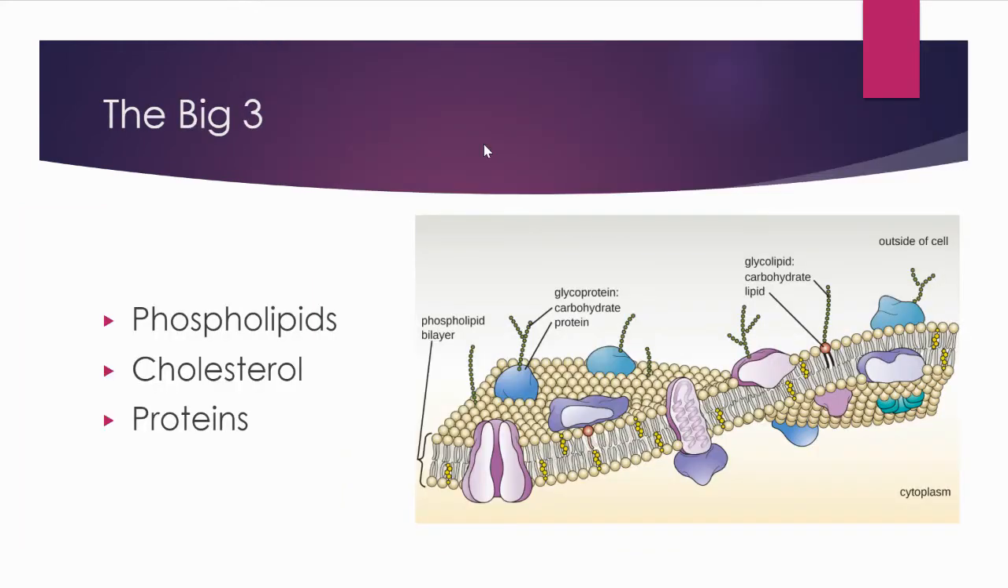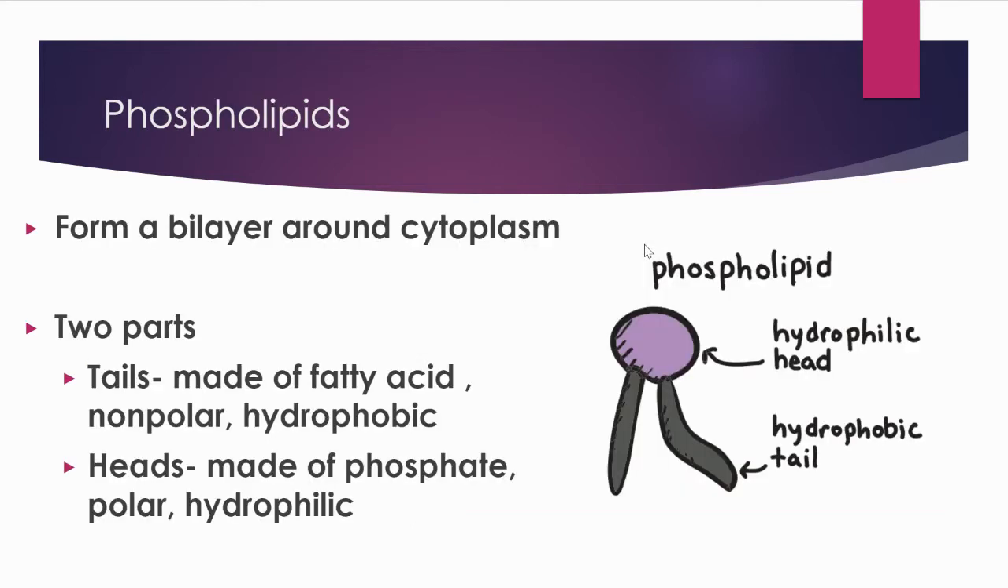Now, it's made up of three main parts, and I call them the big three. Those are phospholipids, which leads to why it's called the phospholipid bilayer, cholesterol, and proteins. And you can see all those parts here, but we're going to break this down and talk about each part. So, phospholipids form a bilayer around the cytoplasm, meaning a double layer, and there's two parts of each phospholipid. There's a phosphate head, which is right here. It's made of a phosphate, which has the element phosphorus in it.